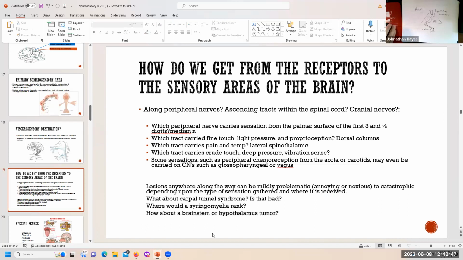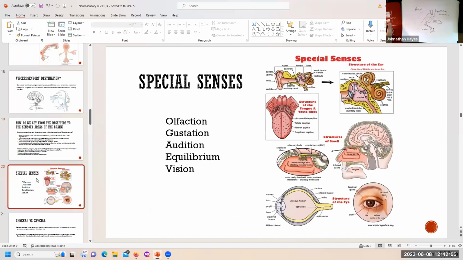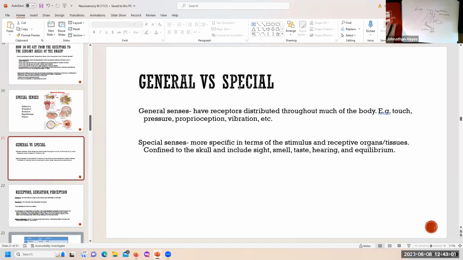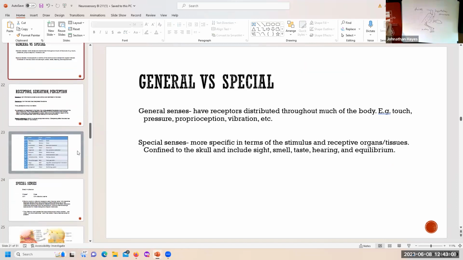So definitely certain parts of the brain and certain parts of the nervous system are going to rank higher importance than others. And then once you get into special senses, this is where, again, it gets super kind of straightforward and easy. Again, it's just kind of telling you what's the difference between general and special senses. Special senses are more unique and they're typically confined to the skull.